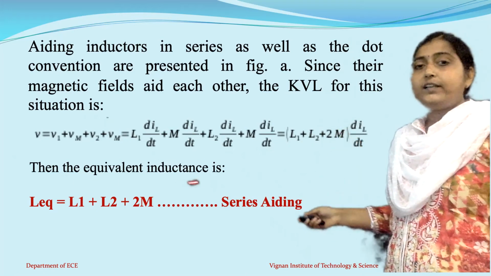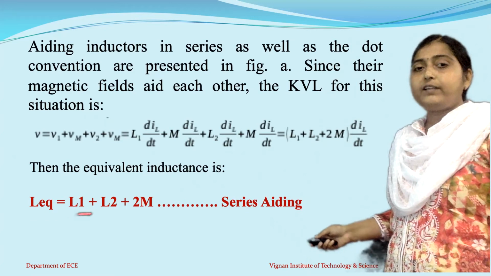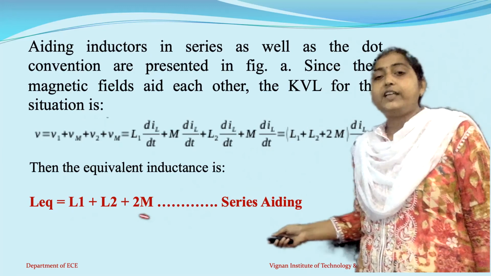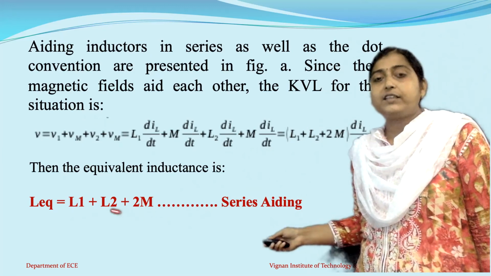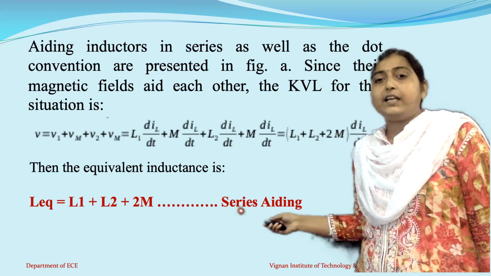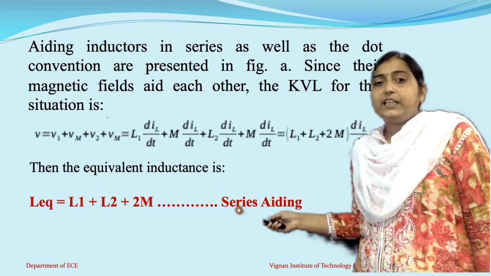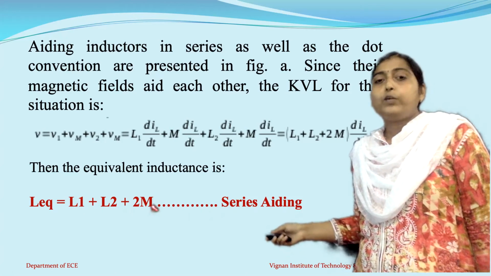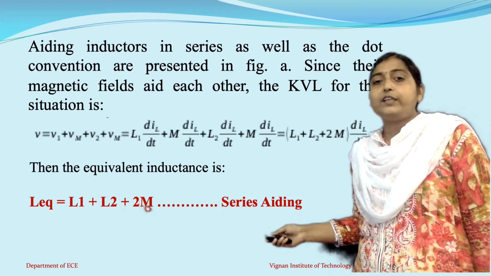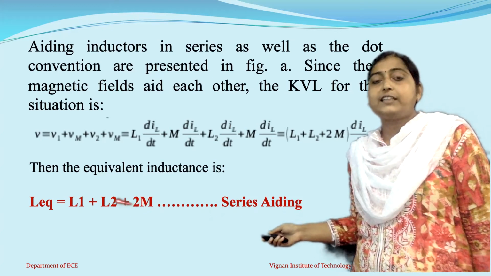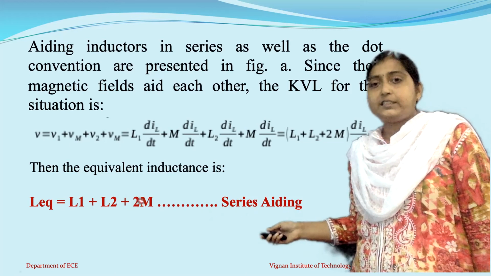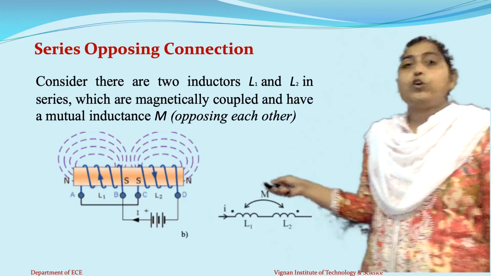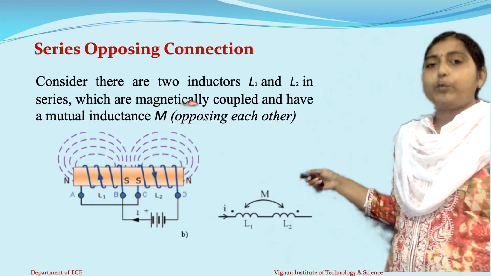Then the equivalent inductance can be written as L equivalent equals L1 plus L2 plus 2M, provided the magnetically coupled inductors are connected in series aiding combination. In the series aiding combination we get L1 plus L2 plus 2M because we are considering mutual inductance, and the dots are placed in such a way that in both the coils the currents are entering the inductances. Now, coming to the second combination, that is the series opposing combination.